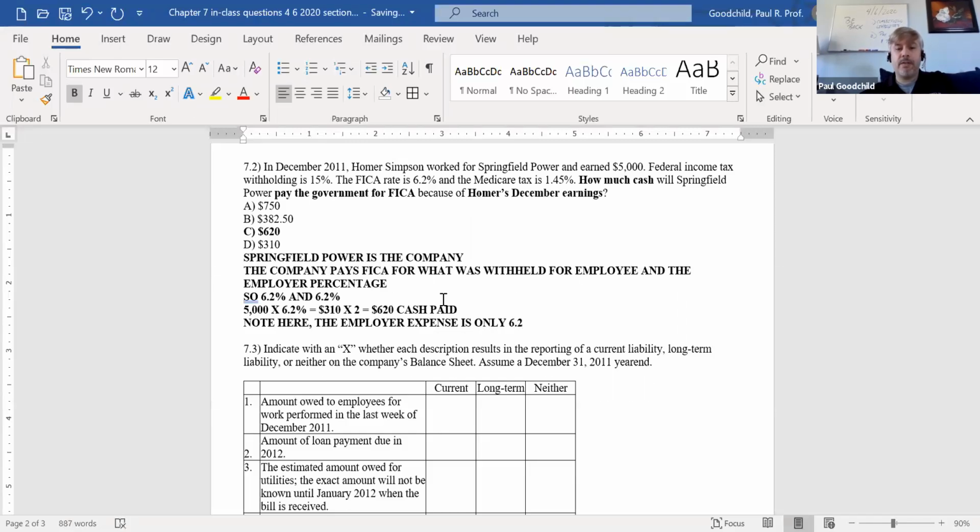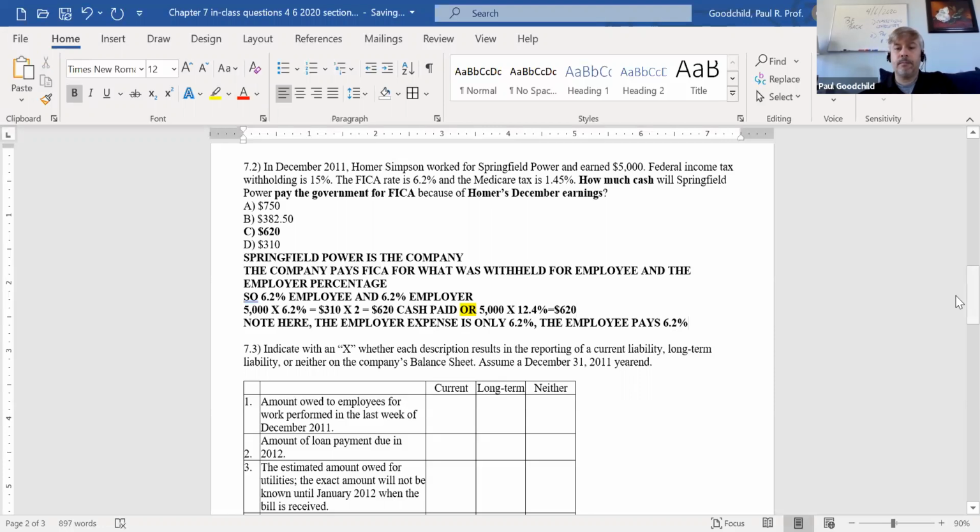And I have a question, so let me take a second to read that. Okay. So the question would be, is this part of the question? So yeah, this is related to 7.2. And then why did I multiply by 2? Because they pay 6.2% for the employee and 6.2% for the employer. And so I multiplied by 2 because they pay 6.2% and 6.2%. I could have done 5,000 times 12.4%, and they both would have come out to $620.